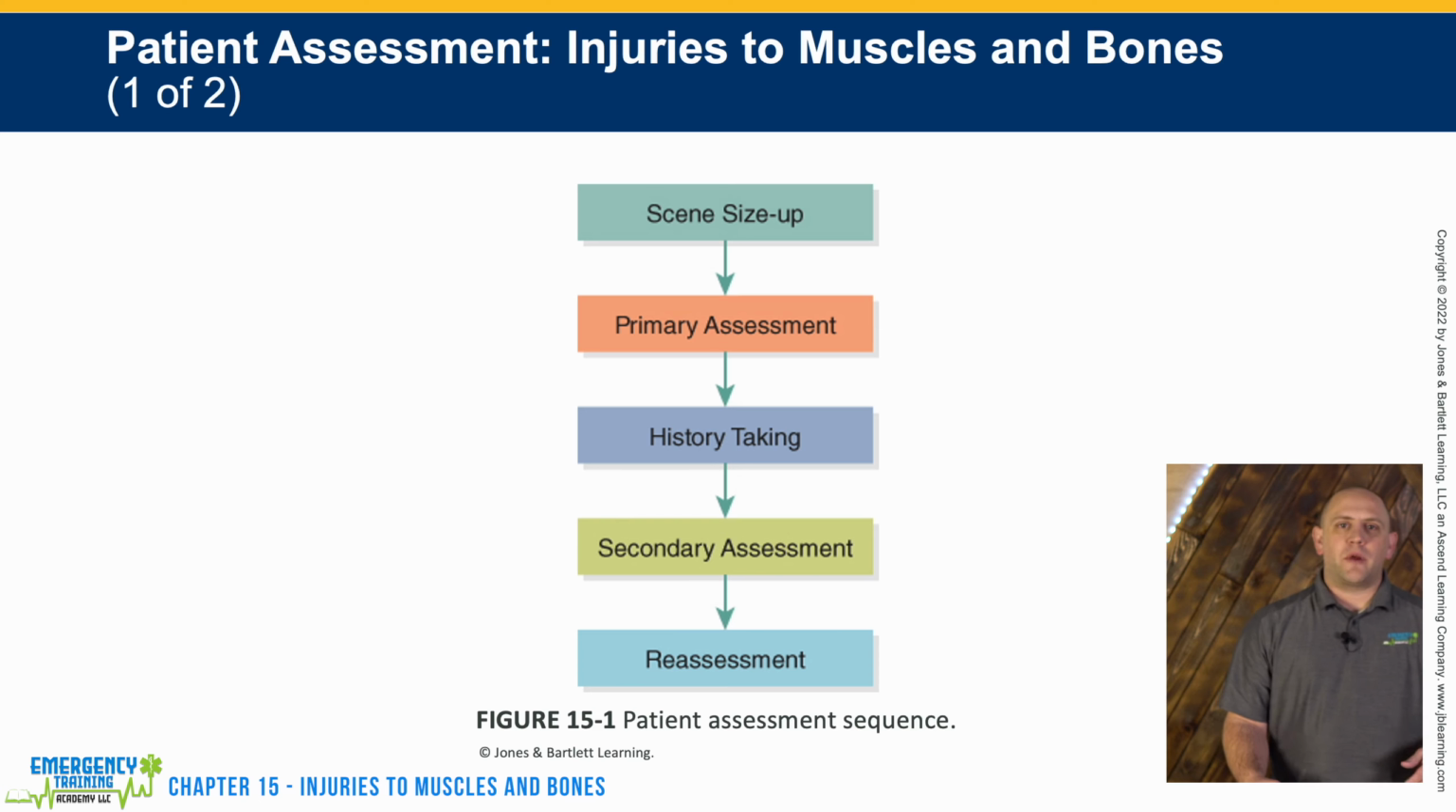Next, we're going to have our primary assessment where we're identifying life threats, our airway, breathing, and circulation. We're forming our general impression of the patient. We move into getting a good detailed history of the events that led up to this incident, moving into our secondary assessment, looking at the entire body for other potential injuries, and then continually reassessing our patients.